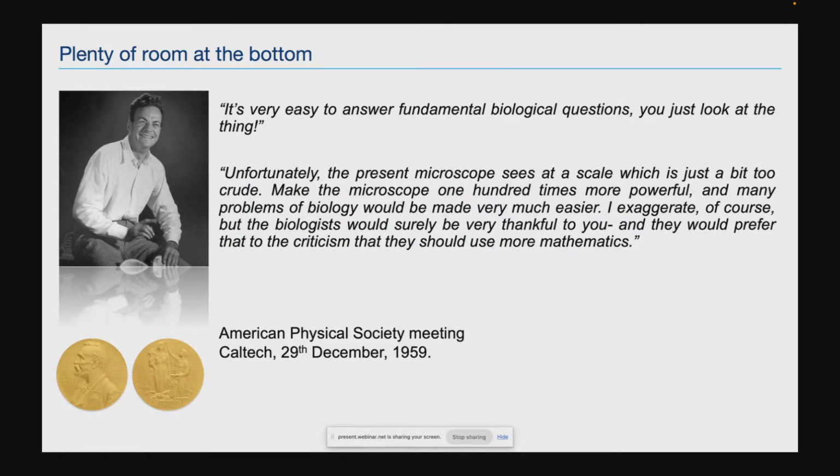Well, at this point, I like to quote Richard Feynman, who won the Nobel Prize in Physics. What he said at a meeting in 1959 is that it's very easy to answer fundamental biological questions. You just look at the thing. Unfortunately, the present microscope sees at a scale which is just a bit too crude. Make the microscope 100 times more powerful, and many problems of biology would be made very much easier. I exaggerate, of course, but the biologists would surely be very thankful to you, and they'll prefer that to the criticism that they should use more mathematics.